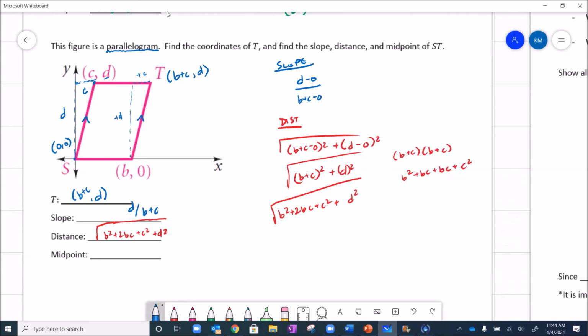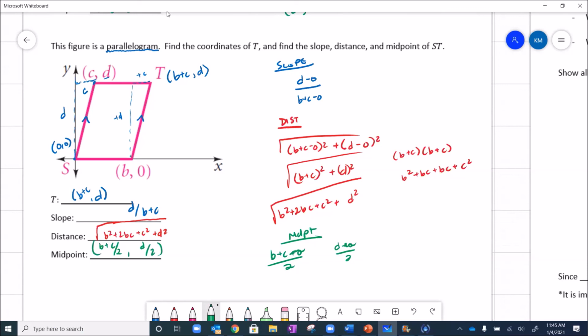All right, let's go back to midpoint. That should be easier, right? Hopefully. So midpoint will be the average of the x's, which the x coordinate for our T is B plus C. The x point for S is 0. Okay, so B plus C over 2. Not really a better way to write that than B plus C over 2. And our y's would be D plus 0 over 2. 0 goes away. So D over 2. So B plus C over 2, D over 2.